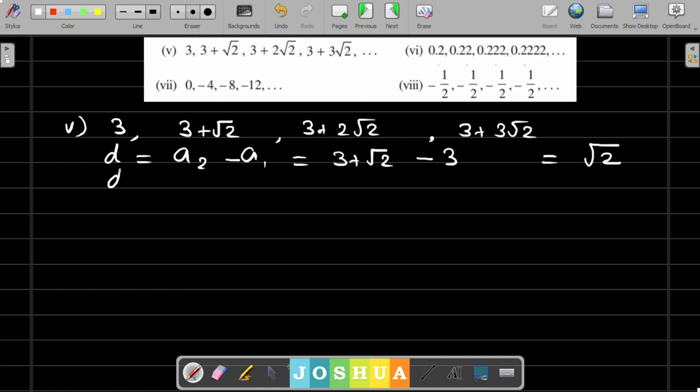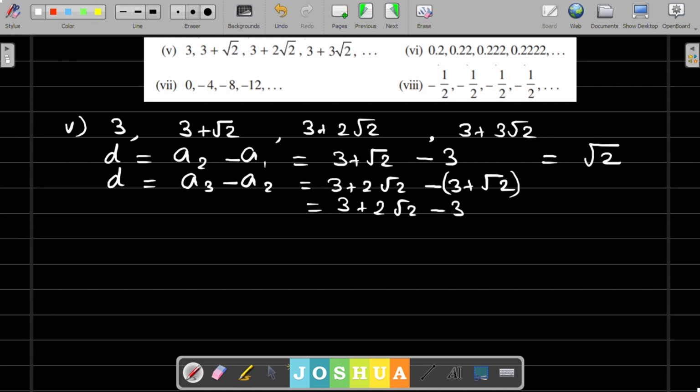Now I'm coming to the next term, a3 minus a2. The third term here is 3 plus 2 root 2 minus 3 plus root 2. When you subtract this, better use a bracket here, because sometimes we cancel only minus 3 and plus 3 and forget about the rest. So we have to add a bracket here. In this case, 3 plus 2 root 2 minus 3 minus root 2. So plus 3 and minus 3 get cancelled, and we have 2 root 2 minus root 2. Again the answer is root 2. The difference is root 2.